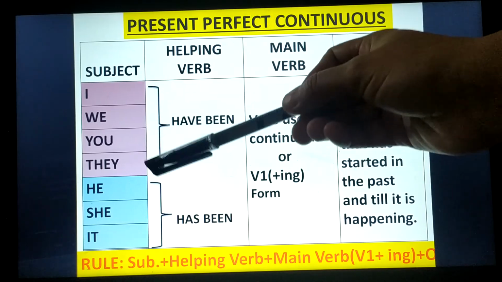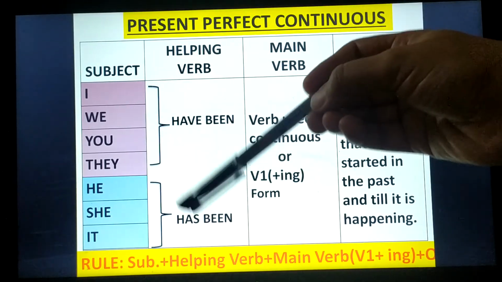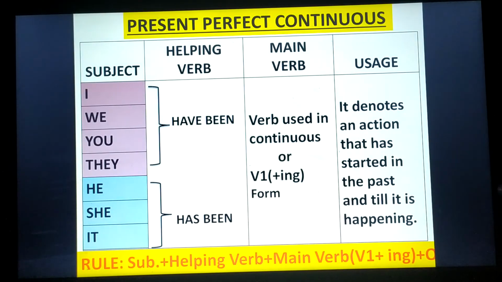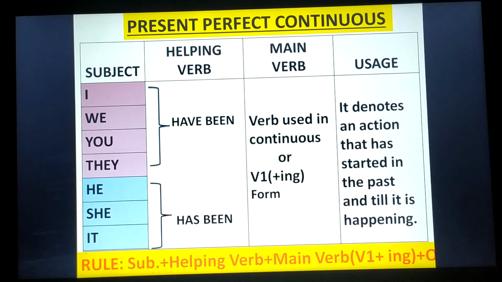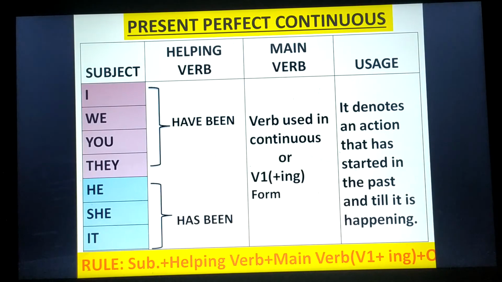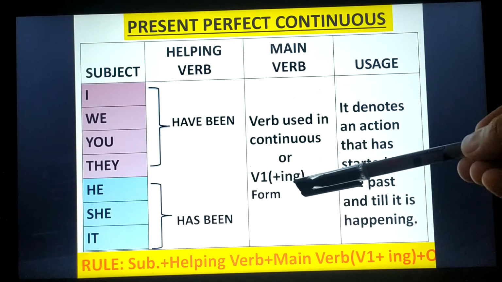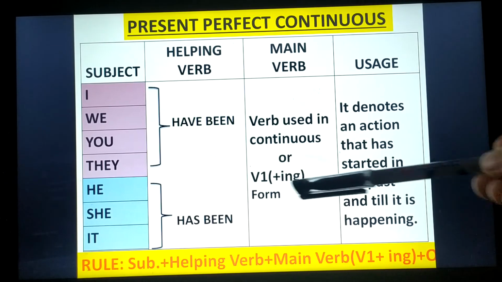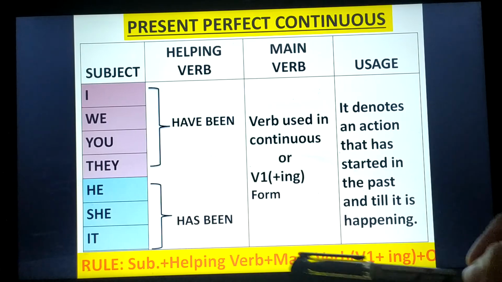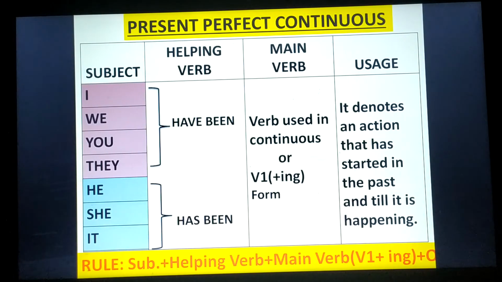For I, we, you, they, we have helping verb have been, and for he, she, it, we have helping verb has been. Now let's come to the main verb. If you talk about main verb, here we use the first form of the verb with ing form. We add ing to the first form of the verb, and we use it to show the action that has started in the past but it's still going on, right? And we make it with subject, helping verb, main verb, verb's first form and ing, and object.